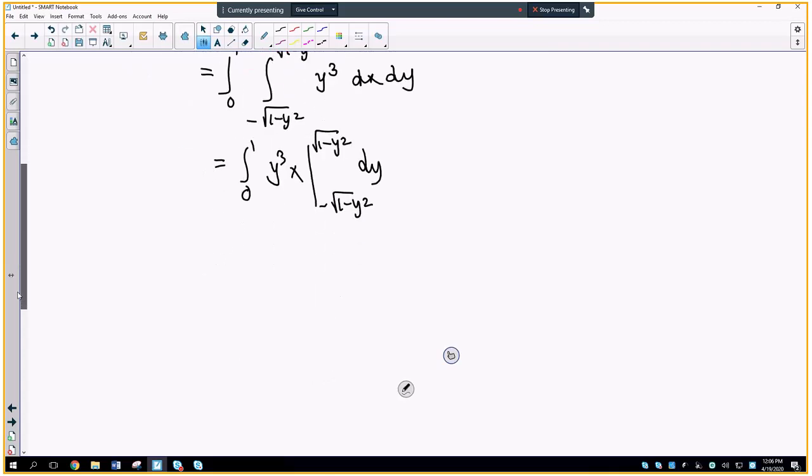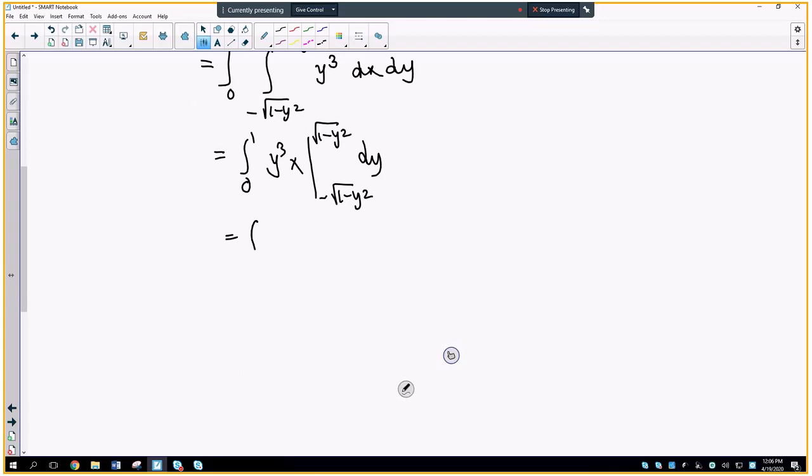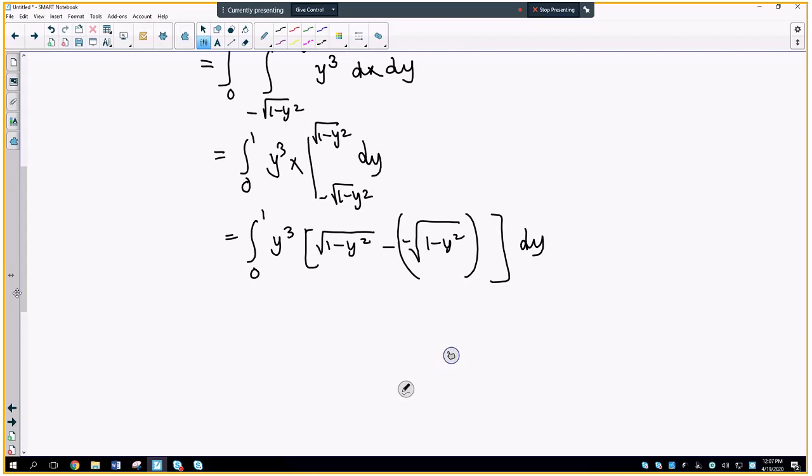So we're going to put in the limits and write it as 0 to 1, y to the power 3 times square root of 1 minus y squared, minus, from the fundamental theorem of calculus, the next limit is also a negative limit, so minus square root of 1 minus y squared. And then finally, we're going to say dy. So what happens? I get minus times minus, so that's a plus. So I get 2 of these things. I can bring this 2 outside.